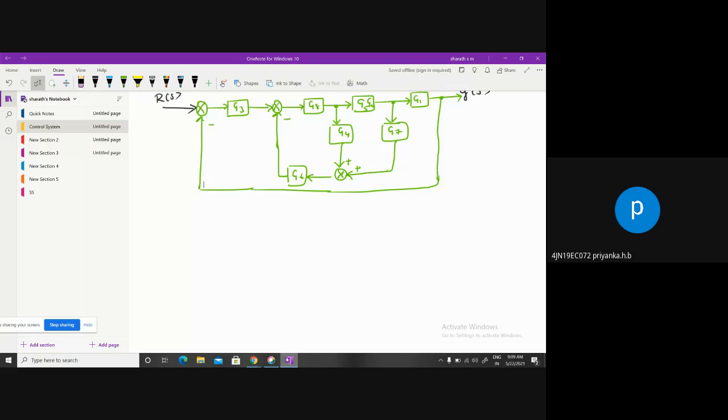Left side shift. So once we shift this takeoff point from right to left, what's the alteration here?